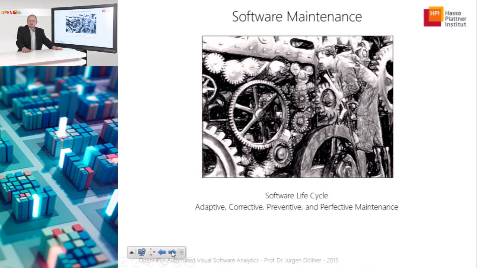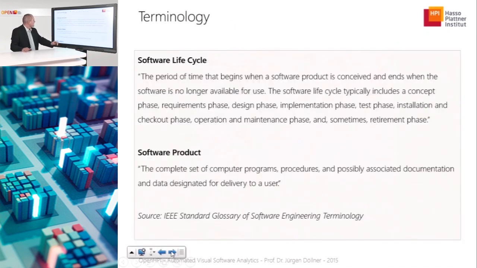Let's summarize key terminology of software maintenance regarding the software lifecycle and adaptive, corrective, preventive, and perfective maintenance. The software lifecycle is a period of time that begins when a software product is conceived and ends when the software is no longer available for use, so-called retirement. The software lifecycle typically includes a concept phase, requirements phase, design phase, implementation phase, test phase, installation and checkout phase, operation and maintenance phase, and sometimes the retirement phase.